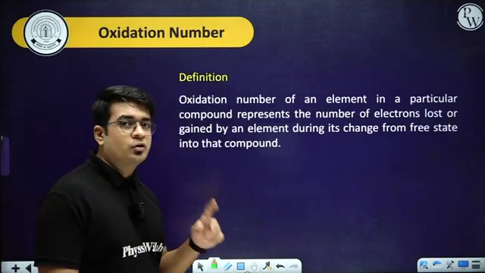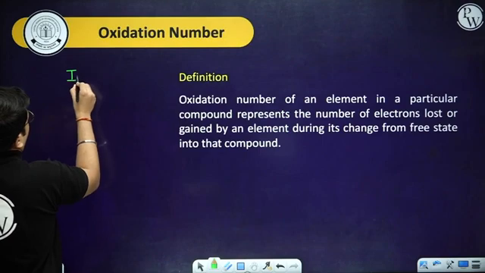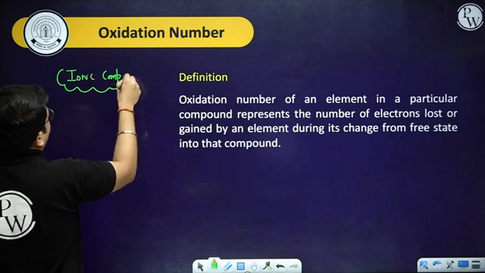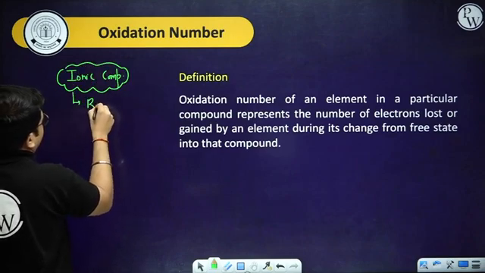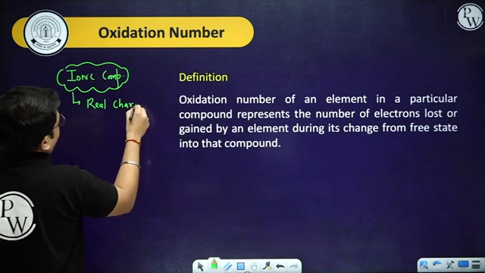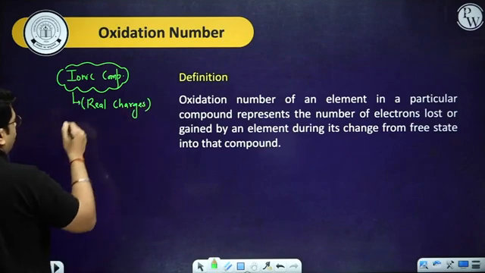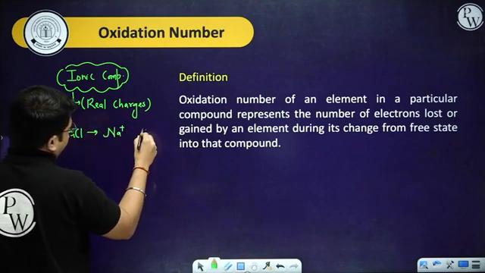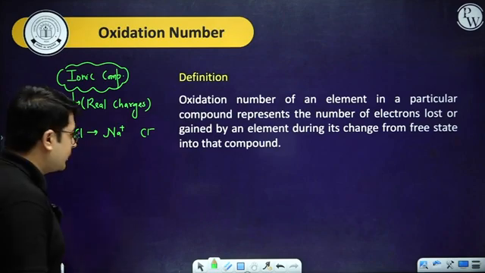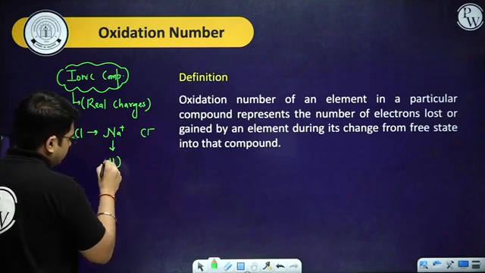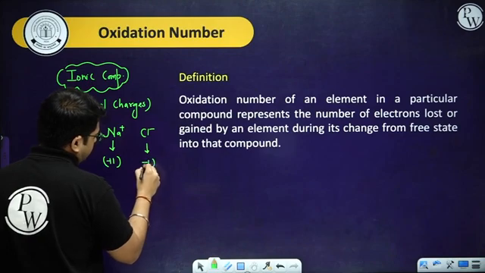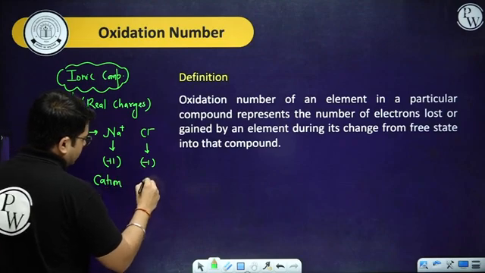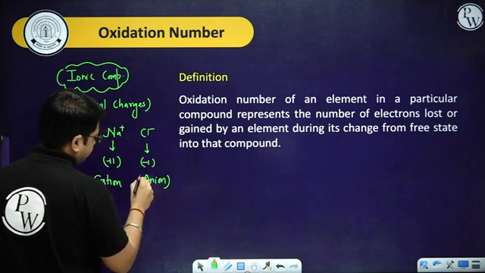If I talk about the ionic compounds, ionic compounds have one thing, they have real charges. For example, NaCl: in that case I know that we have Na positive as well as Cl negative. It means the charge of Na will be +1 and the charge of this Cl will be -1. This part will be the cation and this part will be the anion.